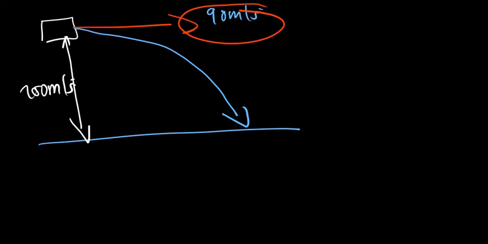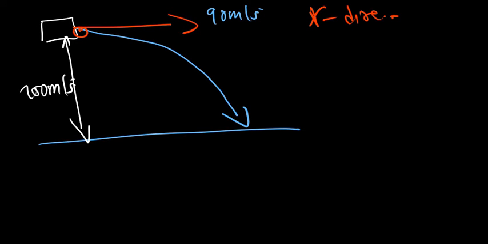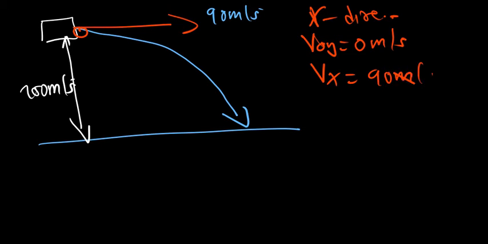The airplane. This velocity, 90 meters per second, is the velocity in the x direction. But as the parcel is dropped and goes down, the initial velocity in the y direction is still 0 meters per second. The 90 meters per second is the velocity in the x direction. A lot of people didn't get this question right because they thought 90 meters per second is the velocity in the y direction.